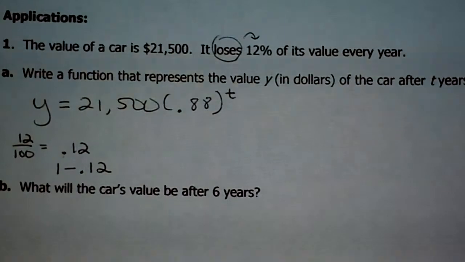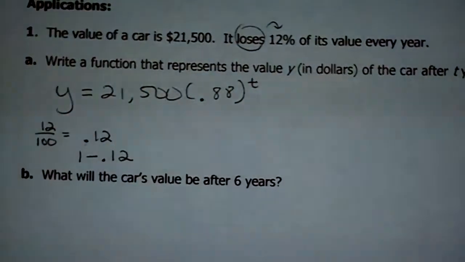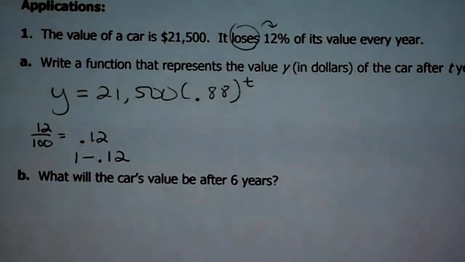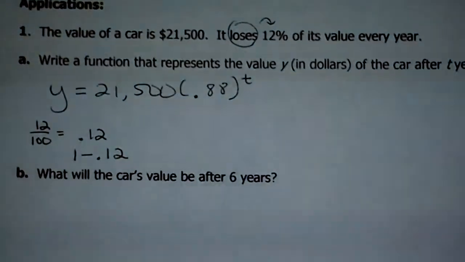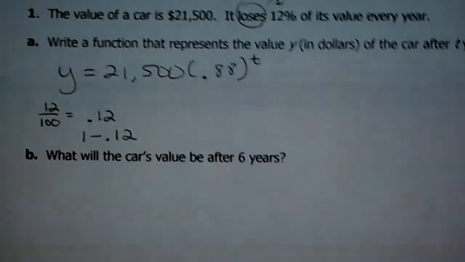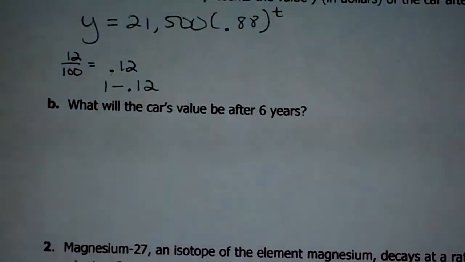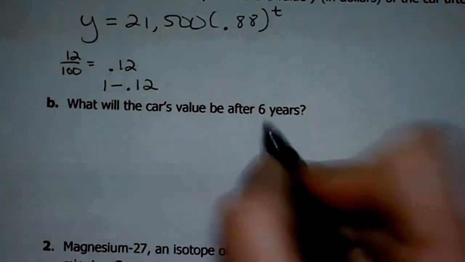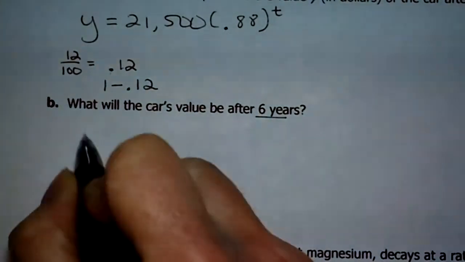So this will tell me after any number of years how much that car is going to be worth. And letter B, I want to know, okay, you drive this car for 6 years, how much is it worth? So you paid $21,500 for this car, and I want to know after 6 years how much you can put it on Craigslist for. Well, 6 years, that's time, that's what you're going to plug in for t.